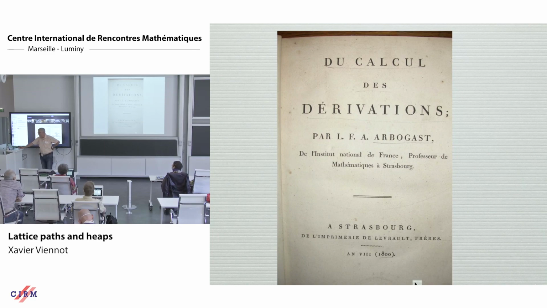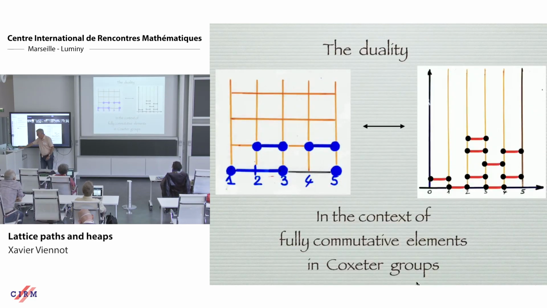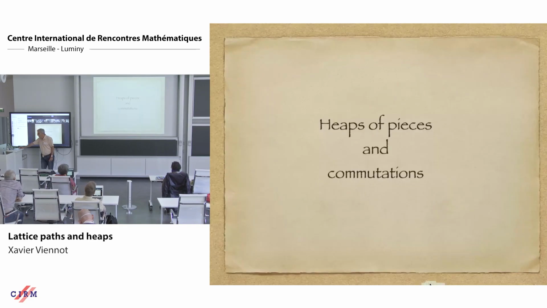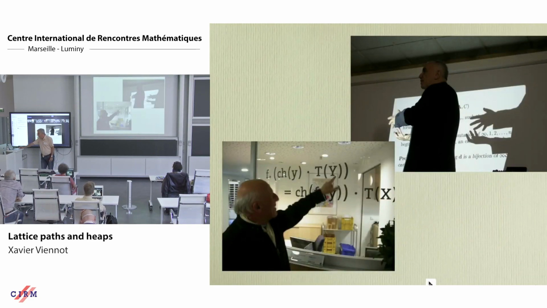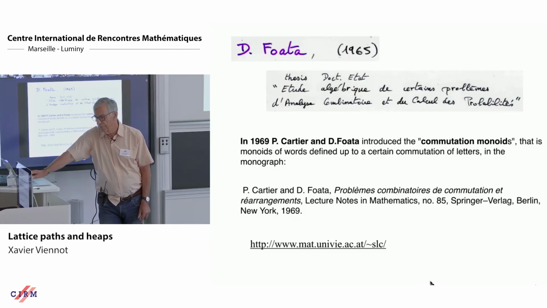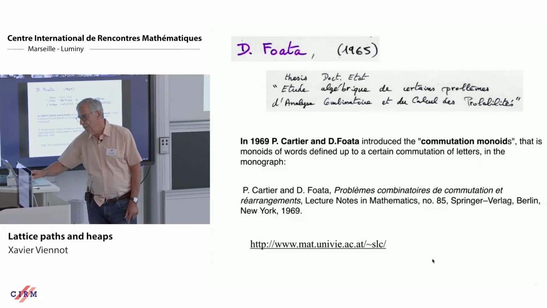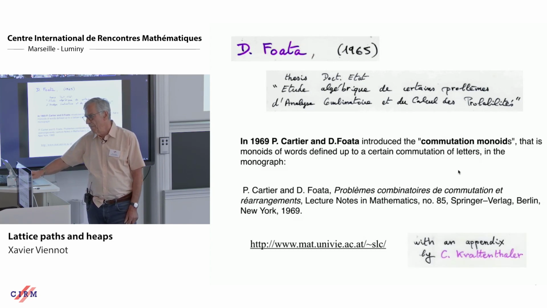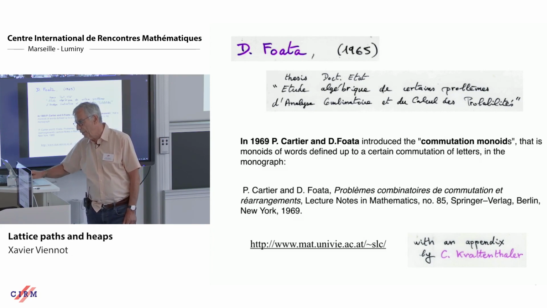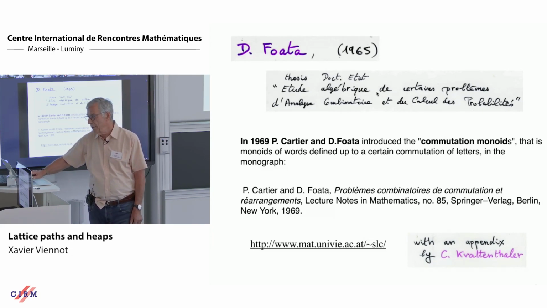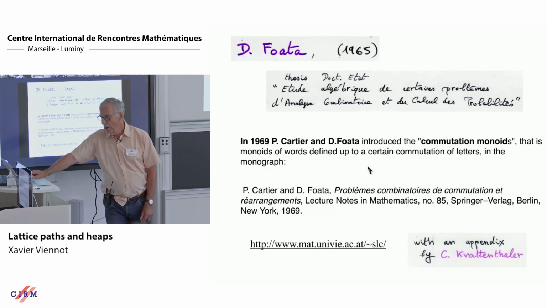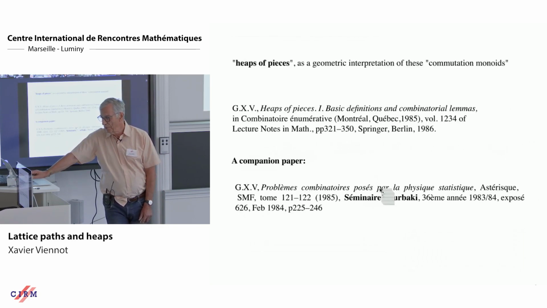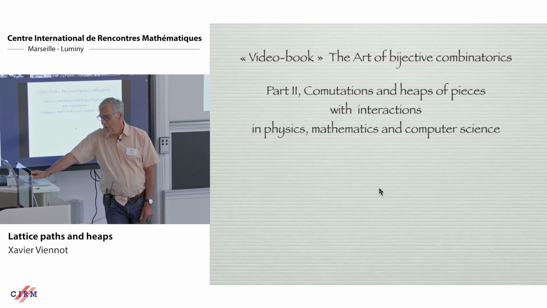So let's go back to the duality between fully commutative elements in the Coxeter group. You have heaps. So now I am with commutation. This is another way of defining heaps. In fact, Dominique Foata and Pierre Cartier introduced the commutation monoid. And the commutation monoid starts with a thesis of Cartier about a probability problem, and he translates it into a combinatorial problem. Then with Foata, they transform this into an algebraic problem. And then the speaker transforms this into heaps of pieces.